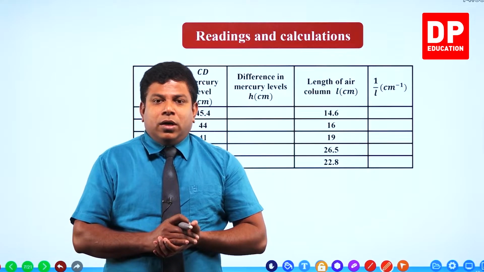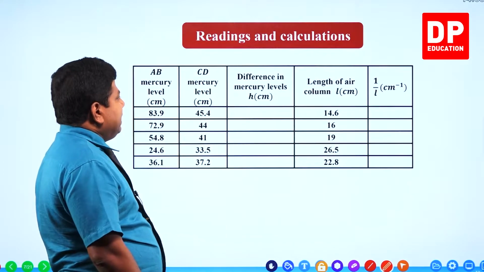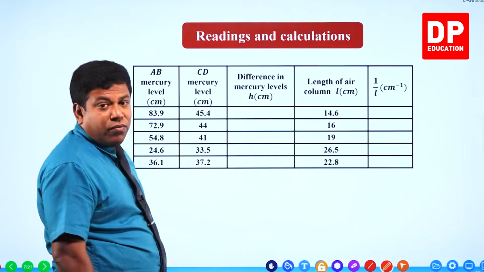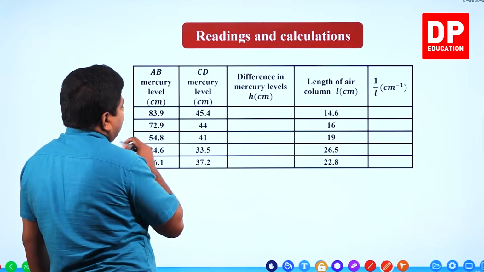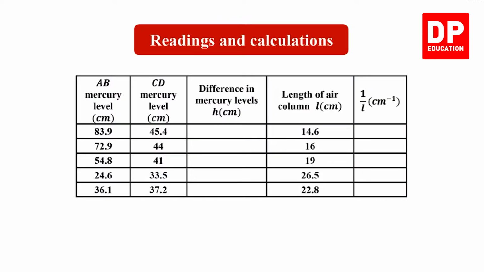Now let's draw the graph and see whether we can get a straight line. If we get a straight line, Boyle's law is verified. Let's see whether we are getting it. You can see all the readings that I have got. I have put it into a table here. Let's calculate H and 1 over L for each instance. Let's finish H first. 45.83. That will be 38.5, is it?